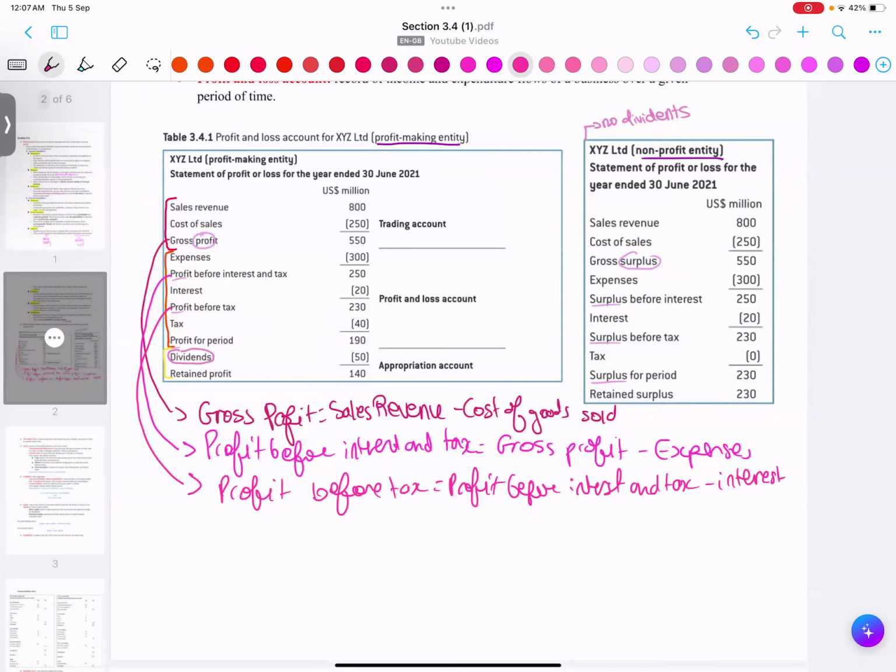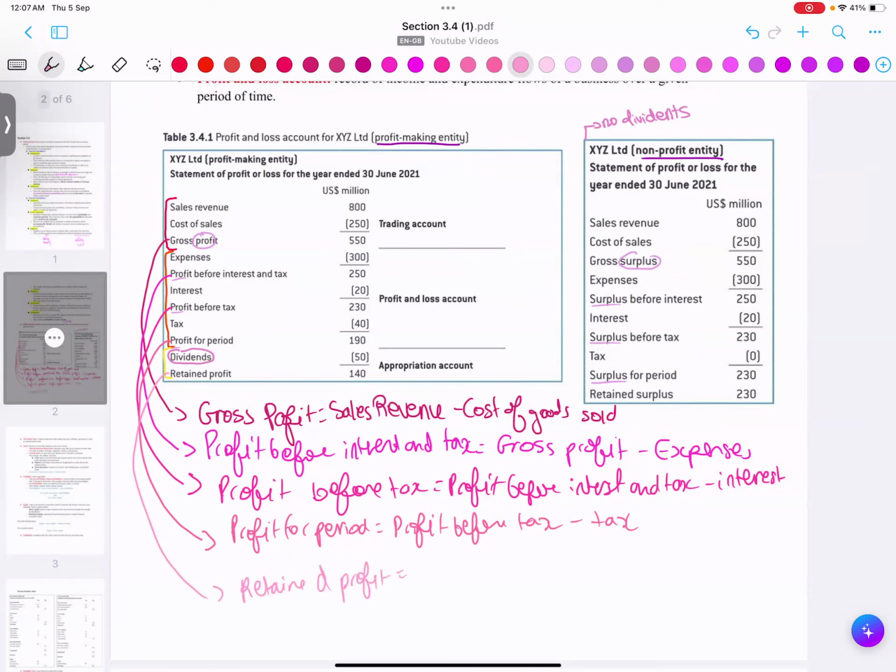Then you have profit for the period, which is basically profit before tax minus tax. So super easy. And the last formula you have is that retained profit is equal to profit for the period minus dividends. So that's it. It's really that easy. You just have to know these 5 formulas that I placed in front of you, and that's it. These are the formulas you should know.